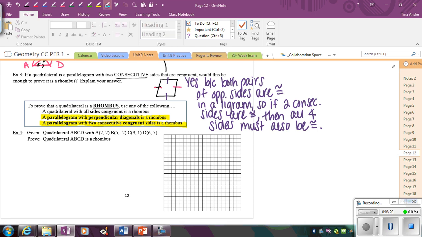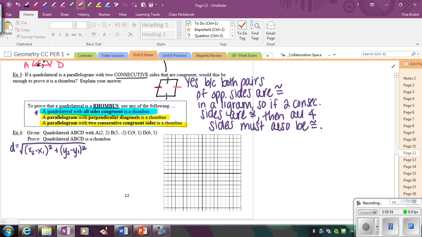Or use the definition. So this is probably your most common way to do the coordinate proof. Just use the definition of a rhombus. Well, a rhombus is a quadrilateral with 4 congruent sides. So that's the way I'm going to show you, because that's the one that most people remember the easiest, because you just show that there's 4 congruent sides. So if I'm going to show 4 congruent sides, that means I'm going to be using distance formula. So I'm going to write down the distance formula here. And I have to do it on all 4 sides.